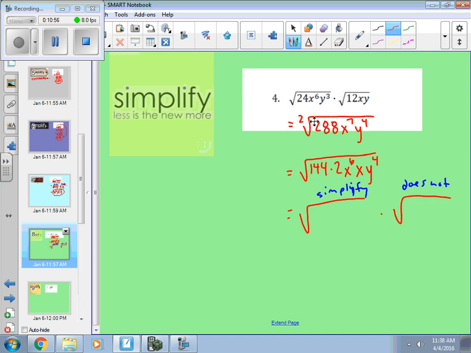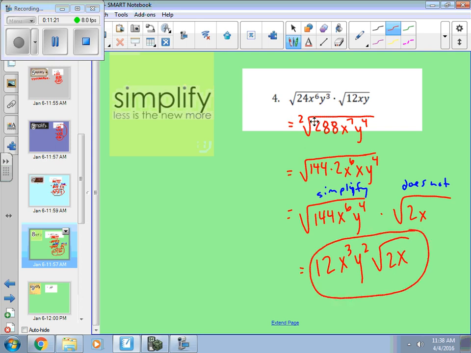Okay, stuff that will simplify, 144 does, 2 doesn't. X to the 6 will simplify, x doesn't. Y to the 4th does simplify, and we're done. So now simplify what you can. Square root of 144 is 12. Square root of x to the 6 is x cubed. Square root of y to the 4th is y squared. Stuff that doesn't simplify, we just leave in the square root sign. There's the simplified answer for that one.